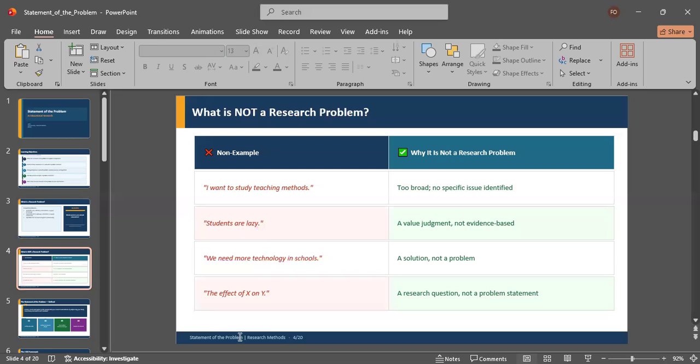Right? And the next one says the effect of X on Y. That X and Y is just pseudo. It's pseudo in the sense that it's just an example to say that the X can be anything, the Y can also be anything. So that's why I call it pseudo. So this one says a research question, not a problem statement. That one is more like a research question. What is the effect of so-and-so? That's what the X and Y means. And that doesn't sound like a problem statement. That is a research question. We are still coming to research questions, but not today anyways. That's another topic for another day.